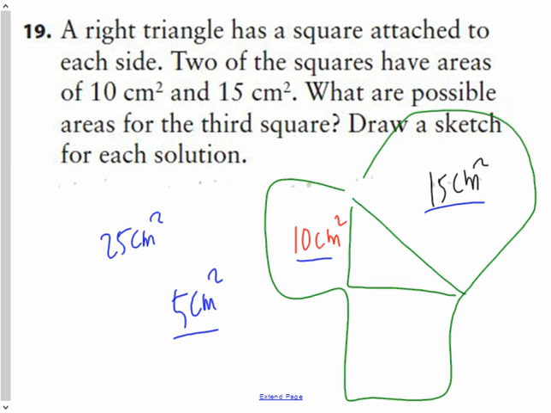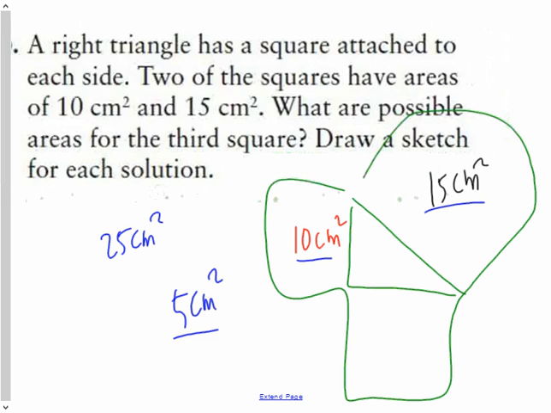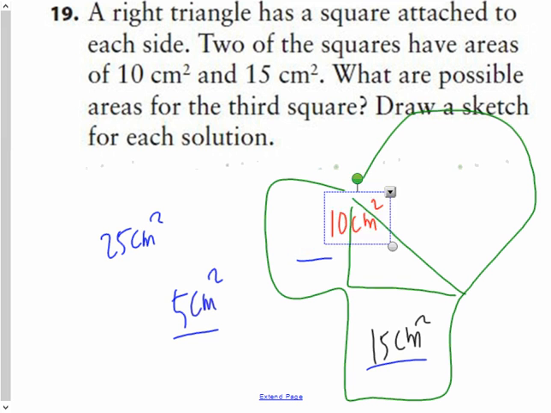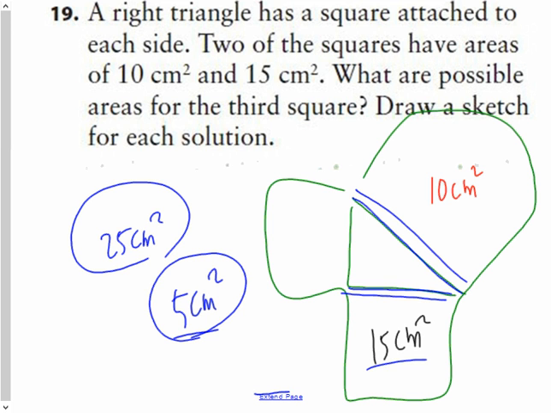And somebody in the other class said, well, isn't it possible that this could be here and this could be here? Is this a possibility? How come? Because the hypotenuse of your triangle always has to be the biggest, which is impossible to have this leg be bigger than this leg because otherwise it's not a right triangle at all. The hypotenuse always has to be. So the answer to the question is the third square could have an area of 25 centimeters squared or it could have an area of 5 centimeters squared.